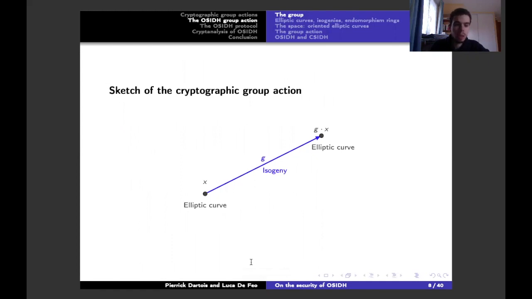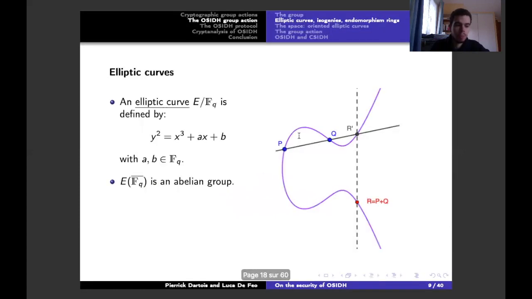The space will be a set of elliptic curves, and the group action will use a correspondence between group elements, meaning ideal classes, and isogenies between those elliptic curves. So I will briefly recall those notions. Of course, you know elliptic curves over finite fields. They are simply given by this polynomial equation on the plane and a point at infinity. Elliptic curves have a group structure given by the addition law described on the figure displayed here. This is why elliptic curves are used in discrete logarithm-based cryptography.